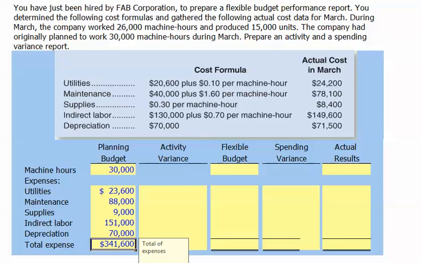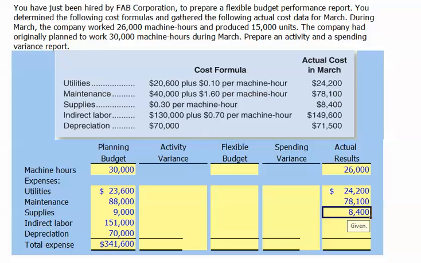Let's go ahead now and look at our actual results. We're told that we worked 26,000 machine hours and that our utility costs are $24,200, maintenance costs are $78,100, supply expense is $8,400, our indirect labor cost was $149,600, and depreciation $71,500, for total actual costs of $331,800.